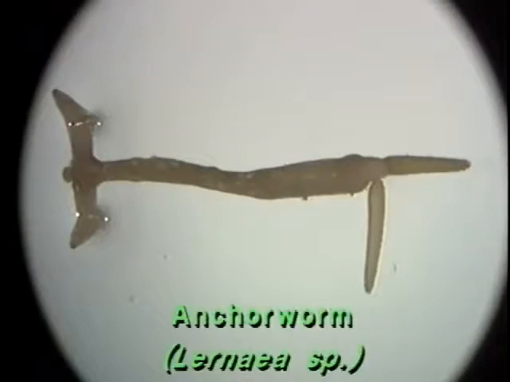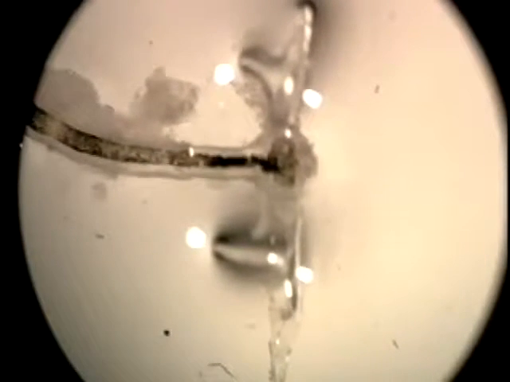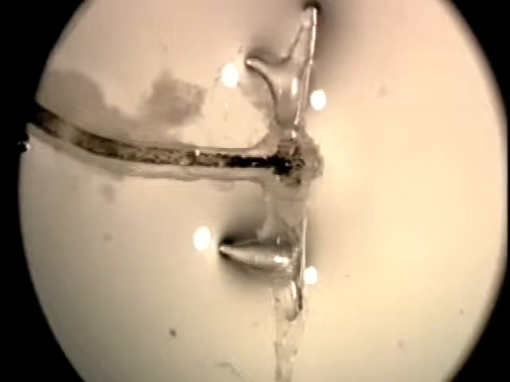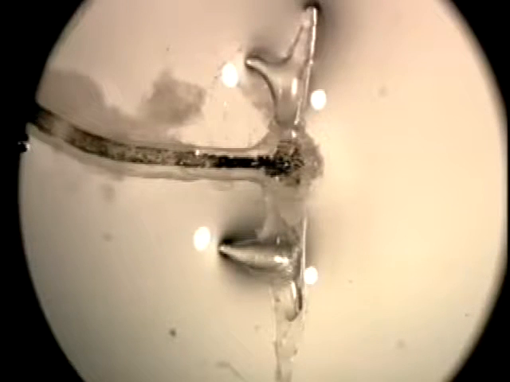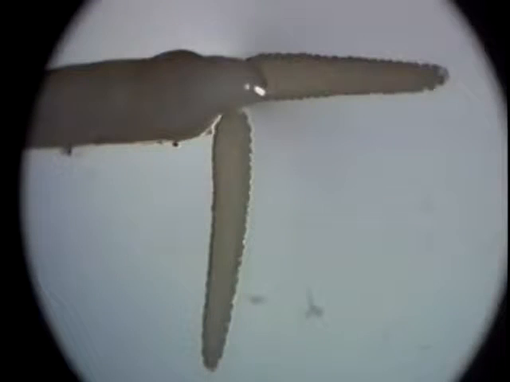Lernaea, or anchorworm parasite, attaches commonly to the base of fins on cyprinid fish such as bait minnows, goldfish, and carp. It also occurs on the skin of catfish that are stocked with cyprinid fish. The anchor-shaped head of the adult burrows into the skin for attachment, and long egg sacs are located on the posterior end of the parasite. The parasites appear to the naked eye as tiny sticks or debris on the skin surface.